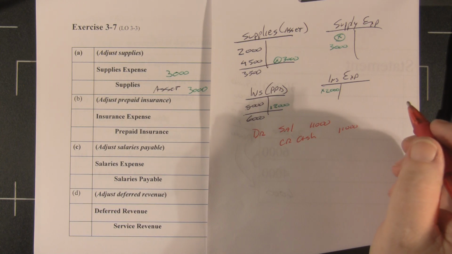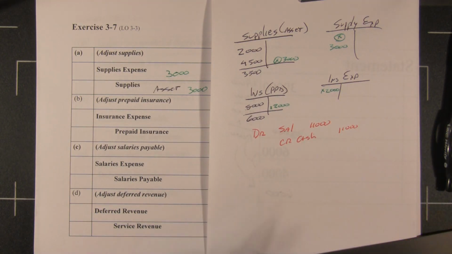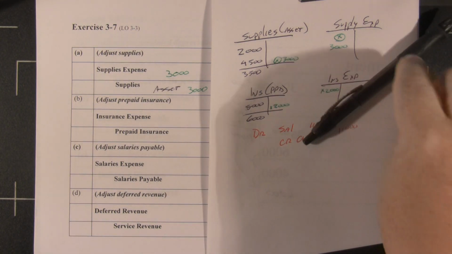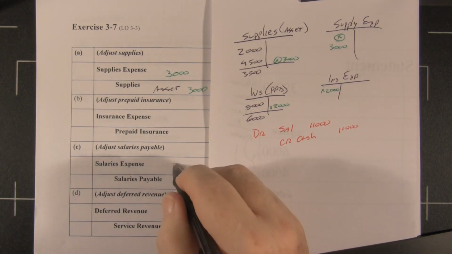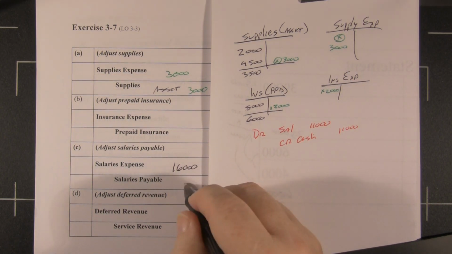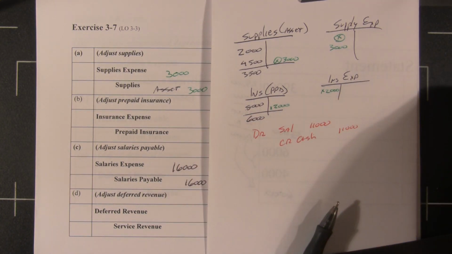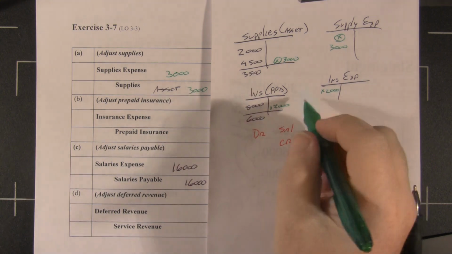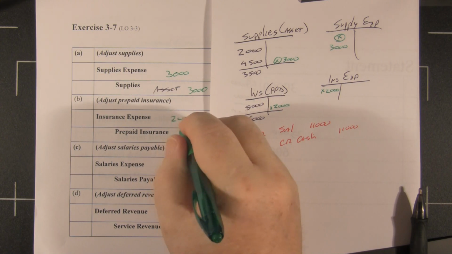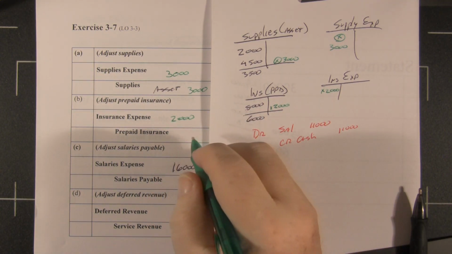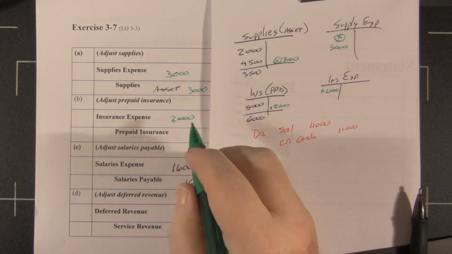So all we're doing here is we're recognizing December's salaries payable, and that's simply a debit to salaries expense of $16,000, credit salaries payable $16,000. To be consistent, let me go back and write in our insurance expense journal entry. We did it here. Just going to copy that information over. Debit insurance expense $2,000, credit prepaid insurance $2,000.